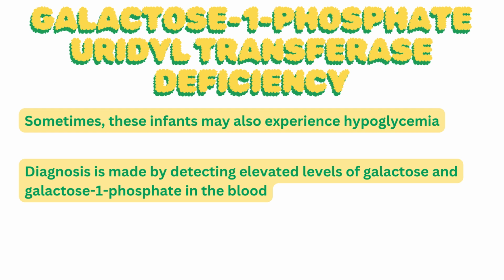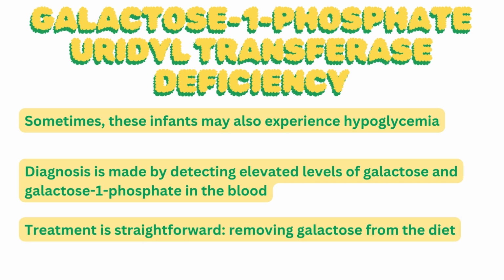Diagnosis is made by detecting elevated levels of galactose and galactose 1-phosphate in the blood. This can be confirmed by testing the activity of the enzyme in red blood cells. Treatment is straightforward, removing galactose from the diet. Early detection and treatment are critical to avoid long-term complications.